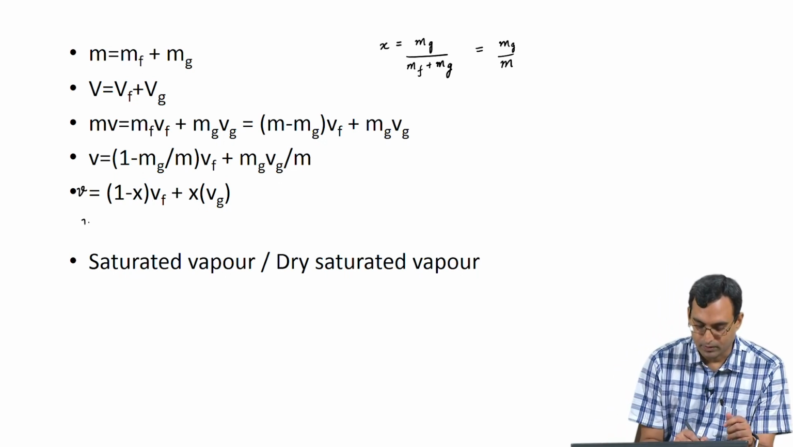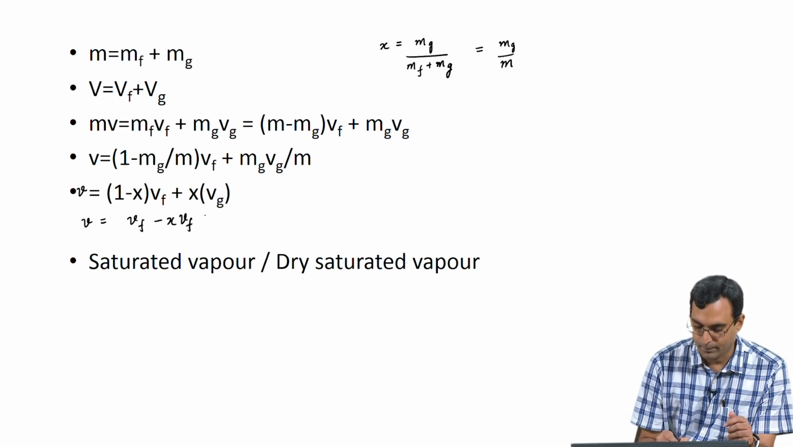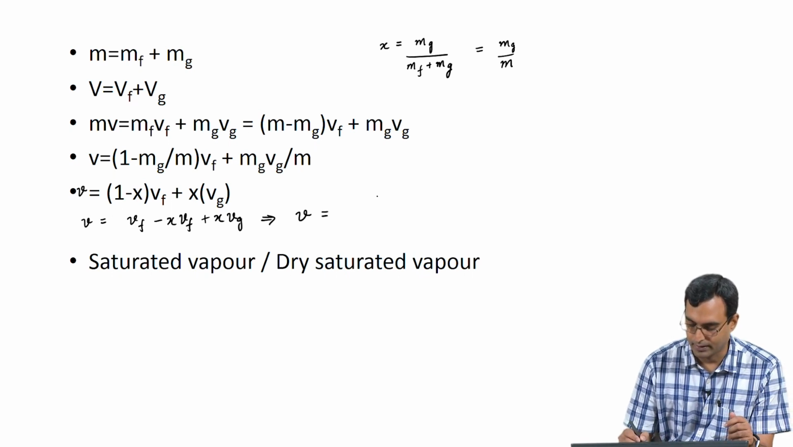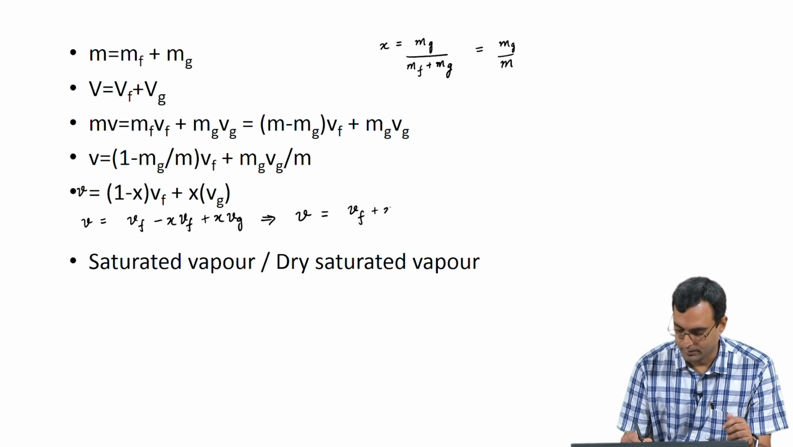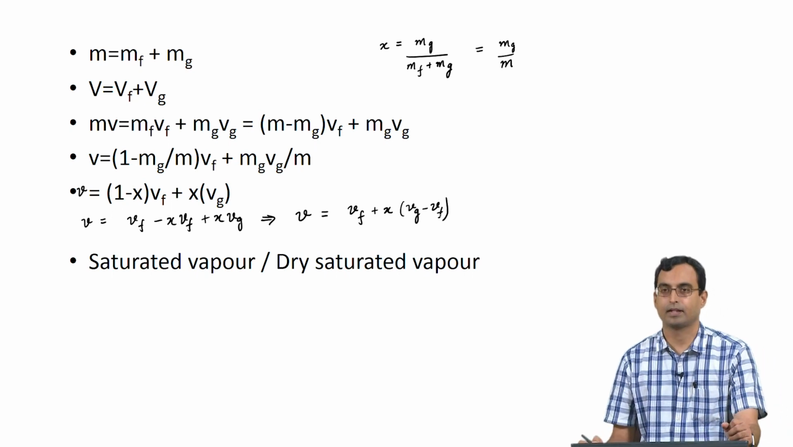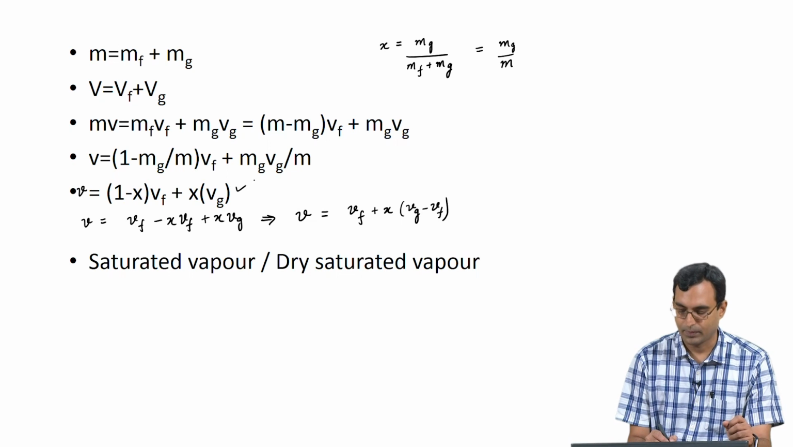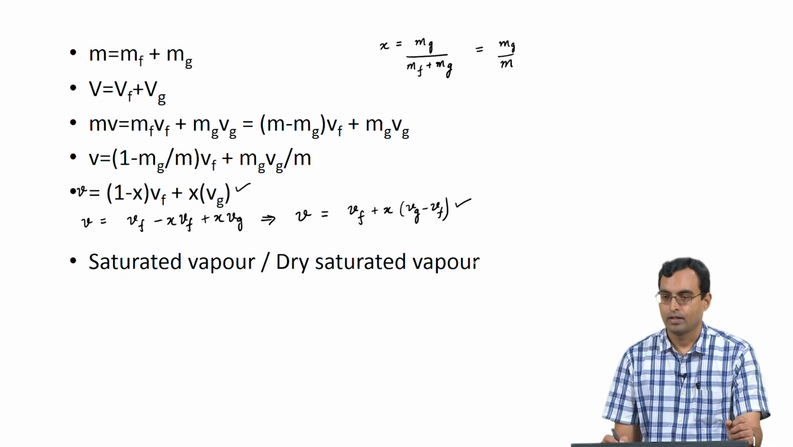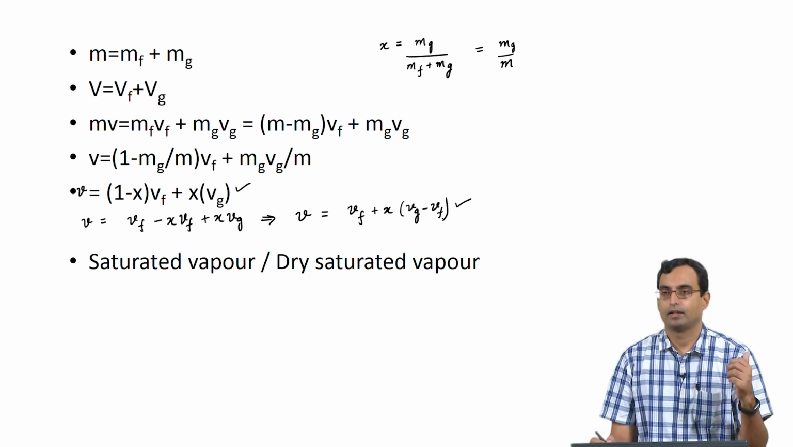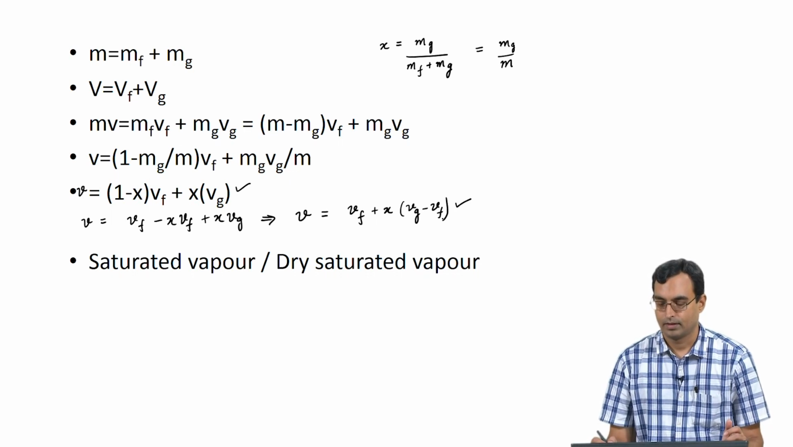What we can also do is write it in different ways. So, for example, this is Vf minus x into Vf plus x into Vg. This means I can also write this as Vf plus x into Vg minus Vf, which is also another way of writing it. So, this term here represents the difference between the specific volume of the saturated vapor and the specific volume of the saturated liquid.